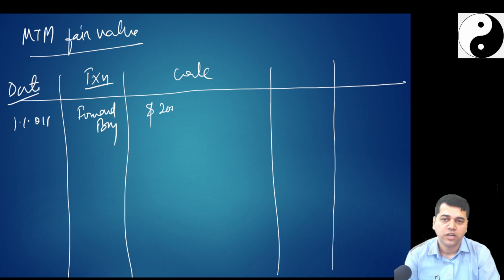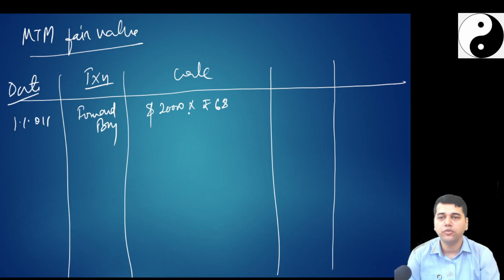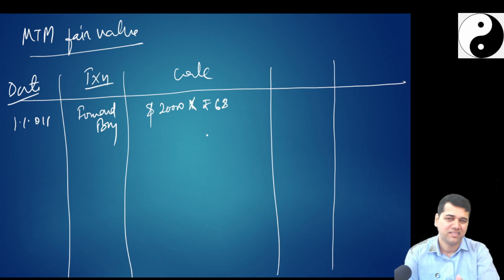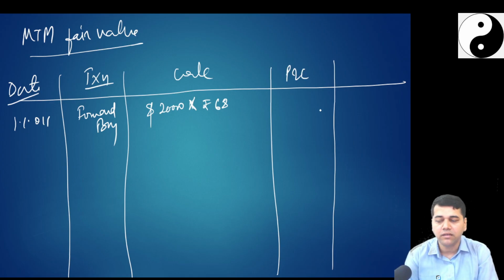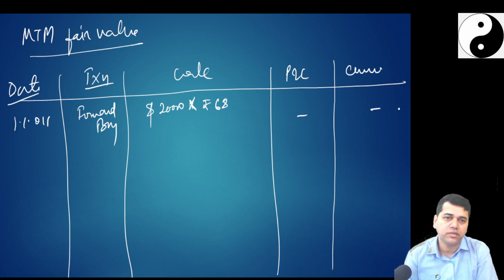Now how much is the value? It is $20,000 into rupees 68. Why did you multiply? Because your transaction currency and the base currency are one and the same, again coming from your AFM principles. Simply, $1 is equal to 68 rupees, so $20,000 is how much? Now, did you make any P&L on the day you signed the contract? No. What is your cumulative? Nothing. Cumulative is also nothing.